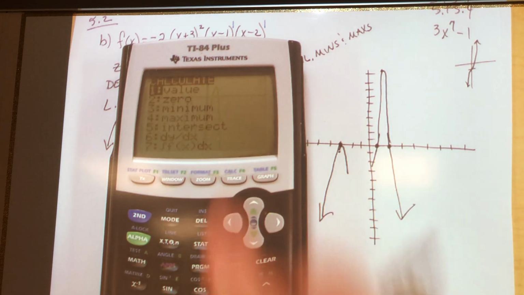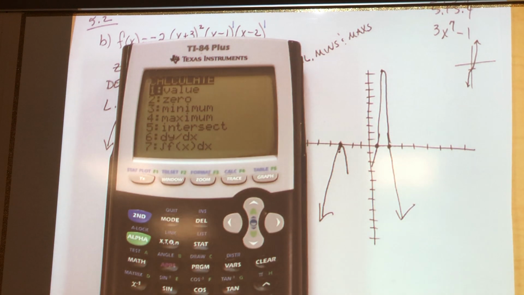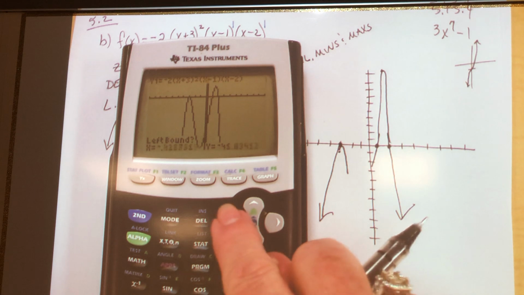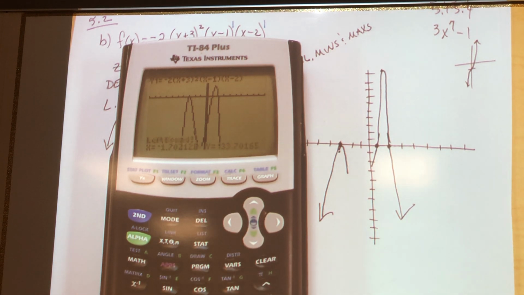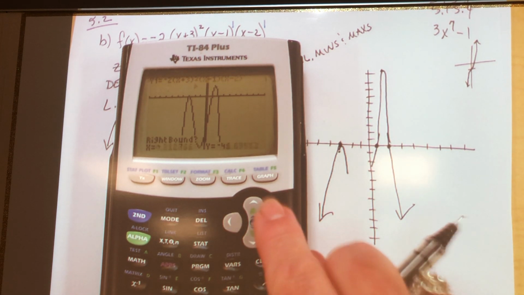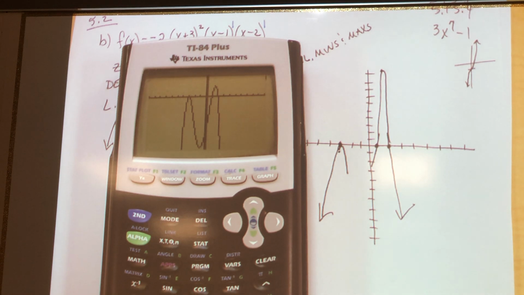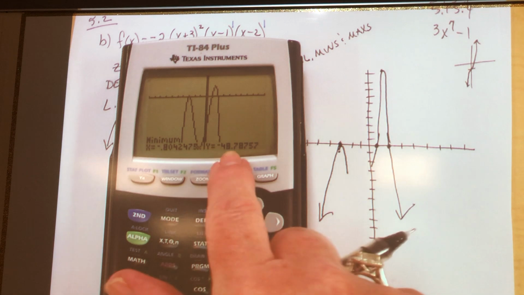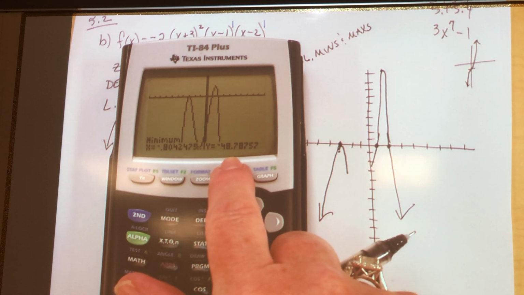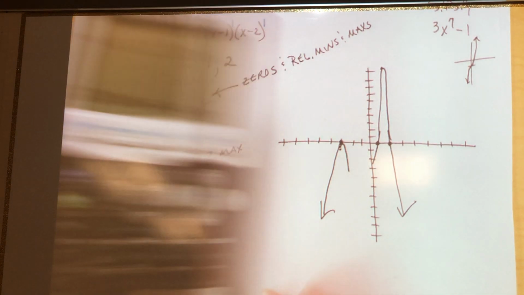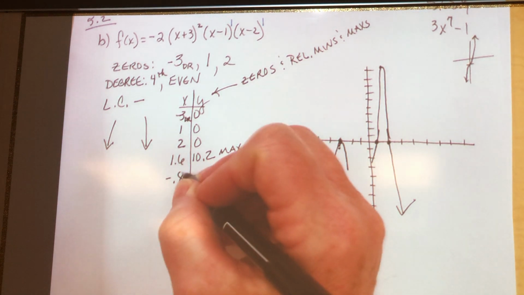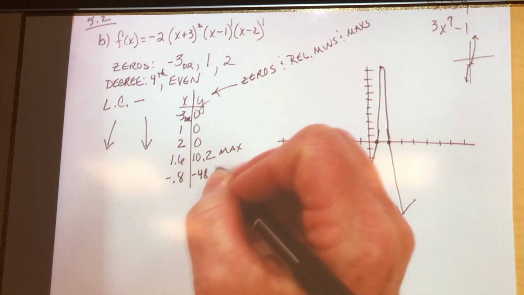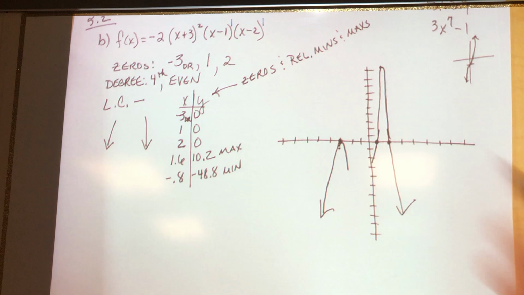I'm going to go second and calculate. I want number 3, a minimum. He wants a left bound and a right bound. And here it is. -0.8 and -48.8. Okay? So I'm putting him in my T-chart. -0.8 and -48.8. And that's my minimum, so I'll label it.